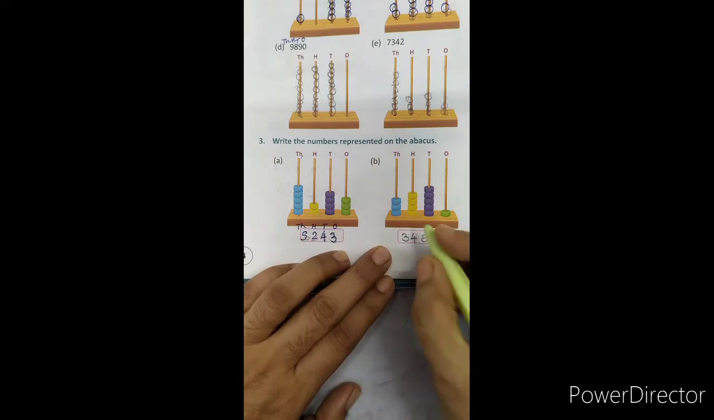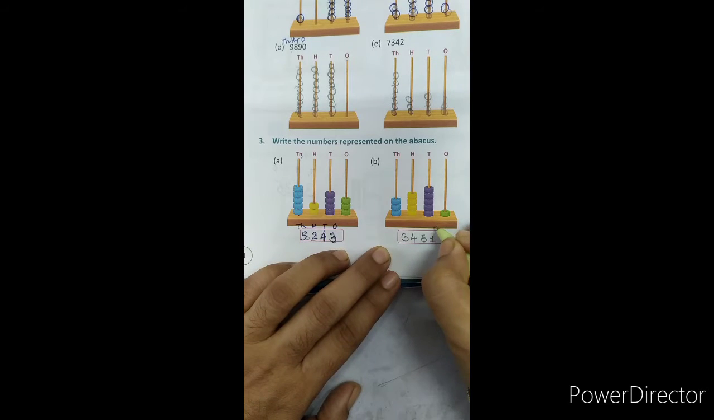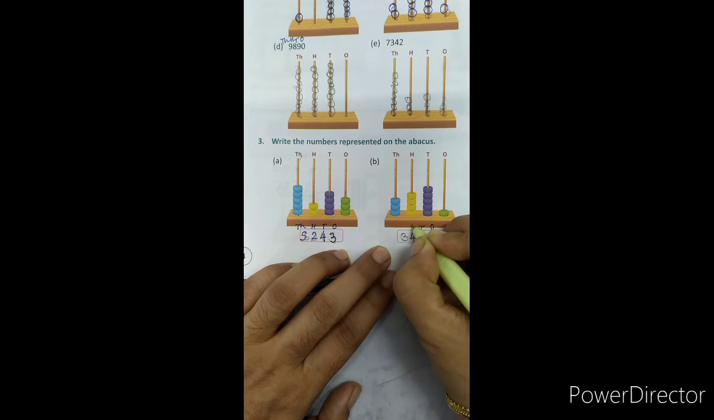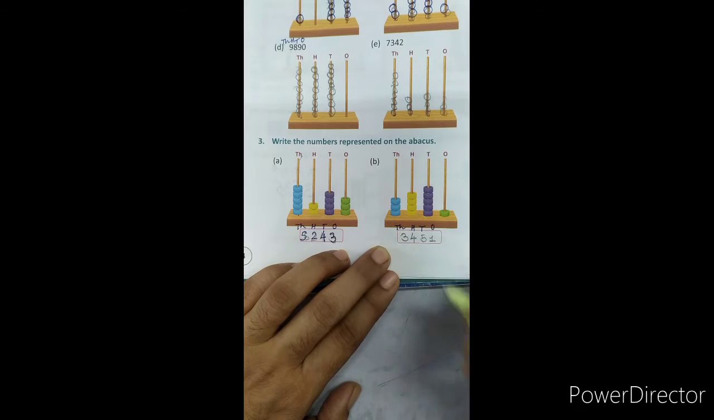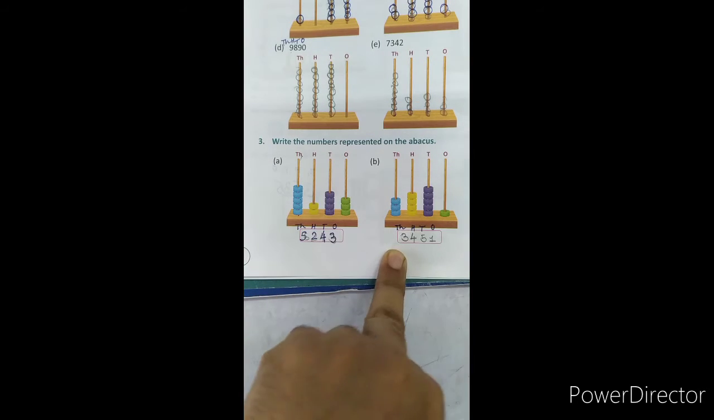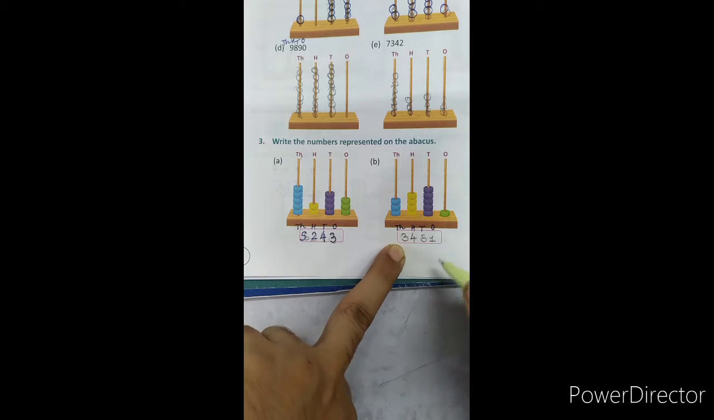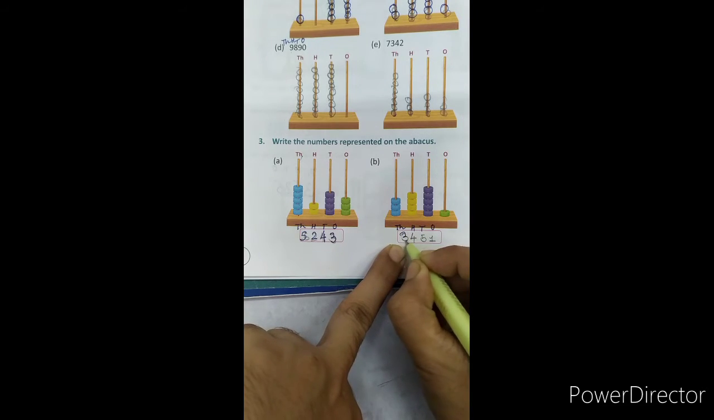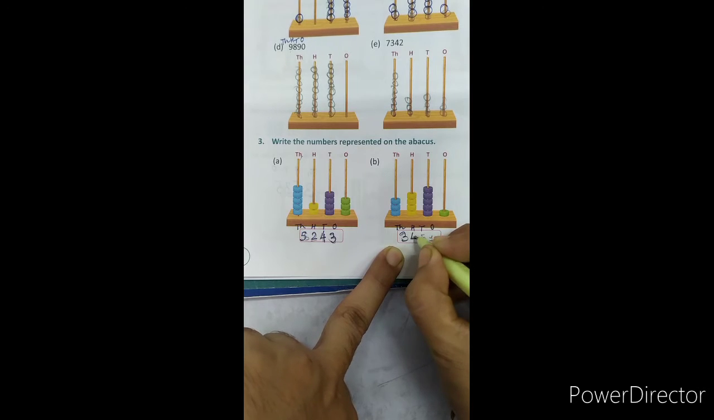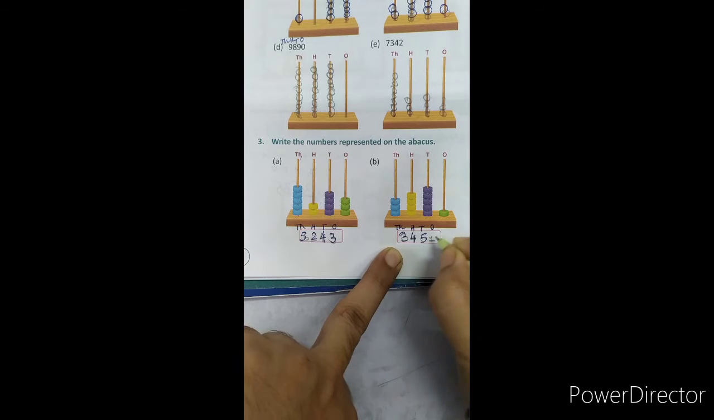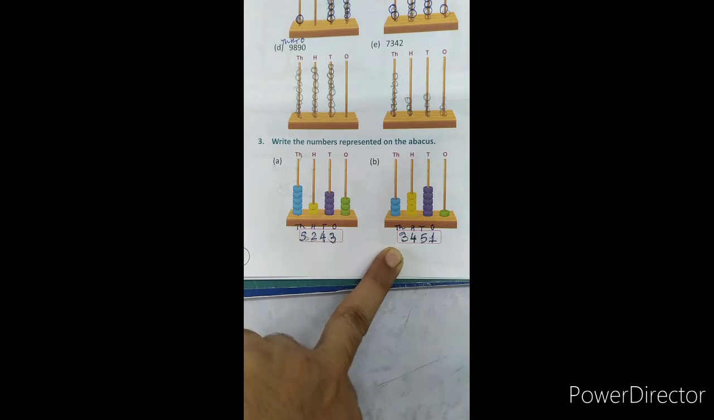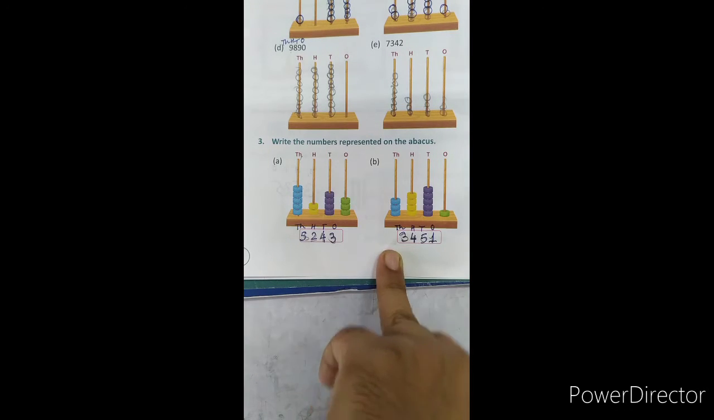So go for this one also. You will find here 3. Always try to write the positions with a pencil, so it will be very easy for you to write whatever is given to you. Okay, so go for again counting. There are 3 blue beads in 1000 position, 4 yellow beads in 100 position, 5 in tens position, and 1 in ones position. So number is 3451.